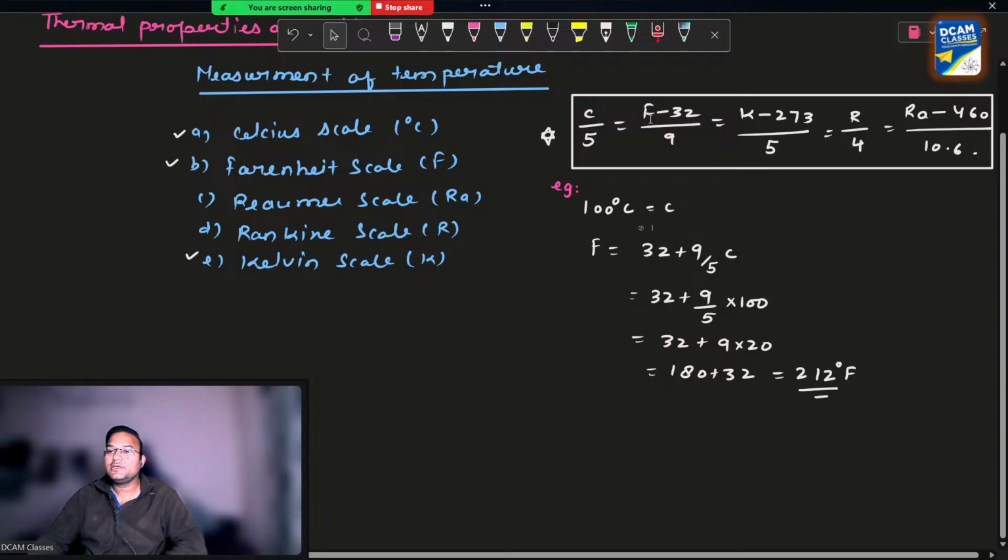But for that, you must know the lower fixed point and the upper fixed point for each scale. For Fahrenheit also, for Kelvin also, for Rankine also, for Reaumur also. For each, you should know this, unless it is given to you. If you remember the lower fixed point and the upper fixed point of every scale, you can use that one.